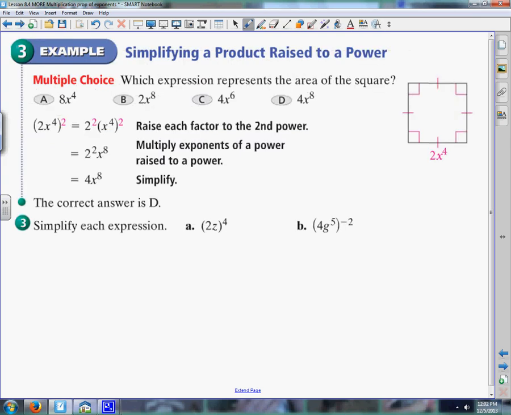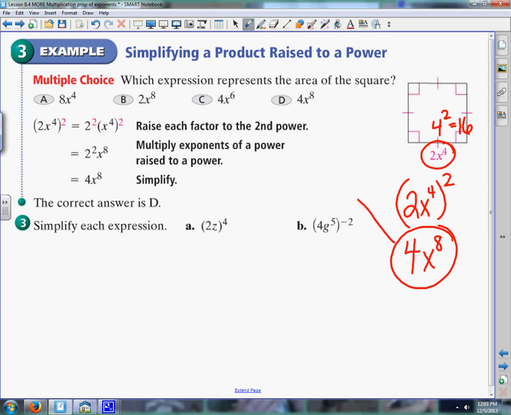So, which expression represents the area of the square? If I wanted the area of the square, I know area is one side squared. If the side was 4, it would be 4 squared, which is 4 times 4, which is 16. So I'm going to do 2x to the 4th, and I'm going to square it. Now, what happens is you have to square 2. 2 squared is 4. And x to the 4th to the 2nd is x to the 8th. So if you look here, that's exactly what they got. So try A and B in your notes.